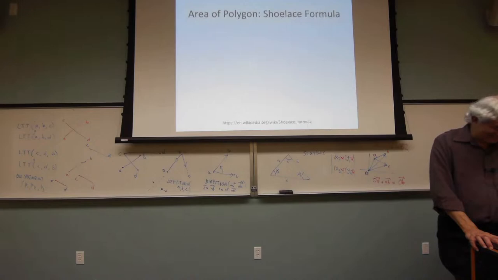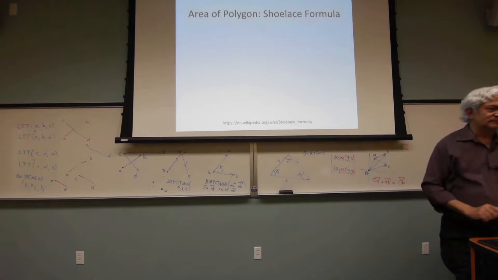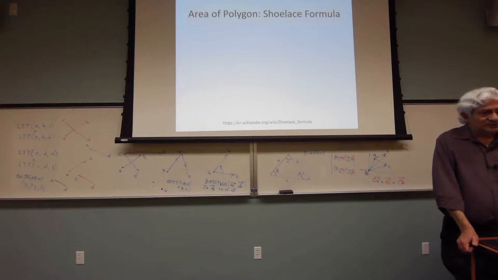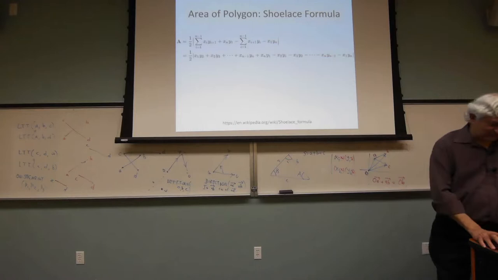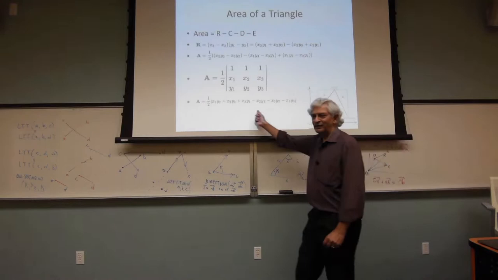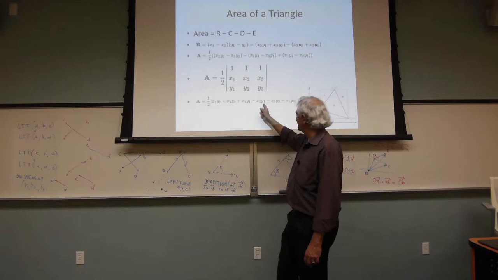What about area of a polygon? Remember, a polygon is a shape with straight line edges, right? There's this nice shoelace formula, which should remind you of the triangle area. You'll see the half again, but let me just remind you of the triangle area. Here's another way to write all of this. It's got x1, y2, x2, y3, x3, y1, minus x2, y1, x3, y2, x1, y3.